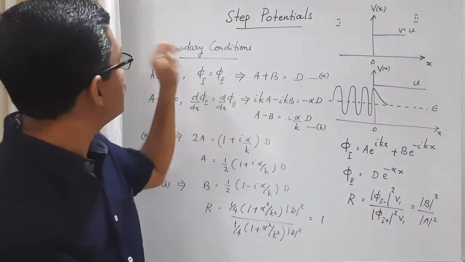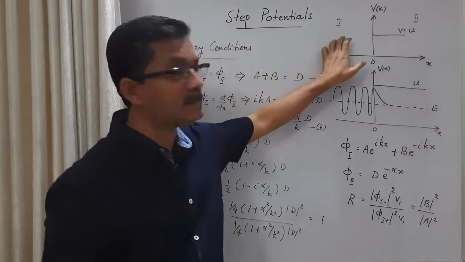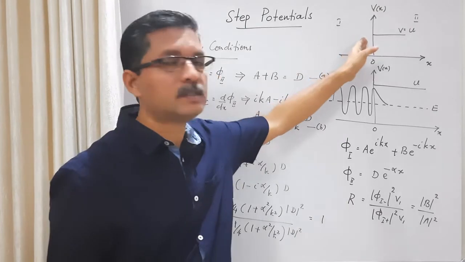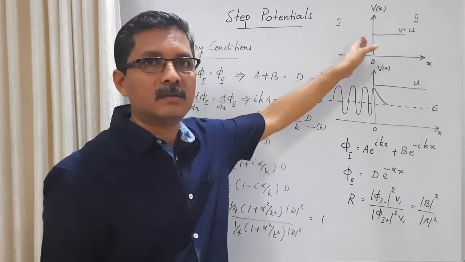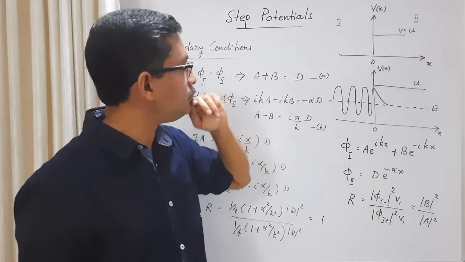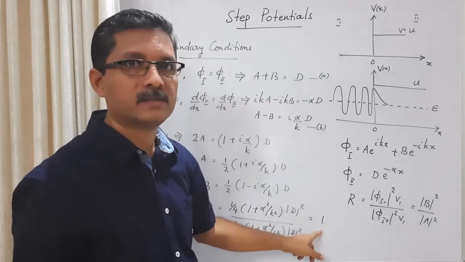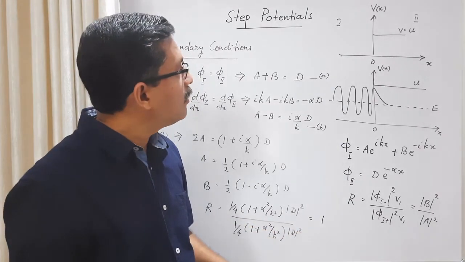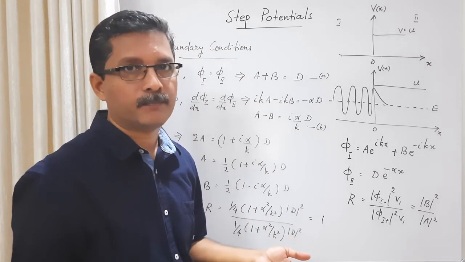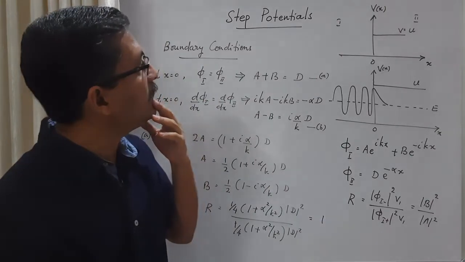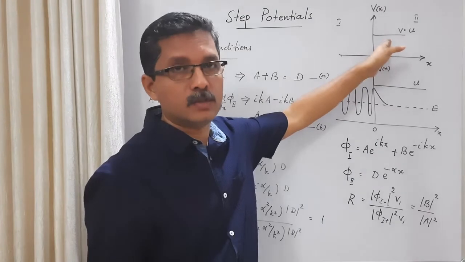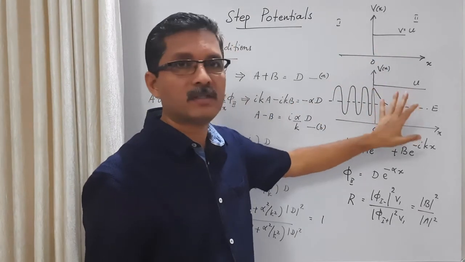So when E is less than U, when the energy is less than the height of the barrier, the reflection probability is 1. That means if 100 particles per second are incident on the potential step, all the particles will be reflected back. That is the meaning of this. If the reflection probability is 1, what is the transmission probability? 0. That means we cannot say that the particles are transmitted to region 2, because in region 2 we don't have a traveling particle.